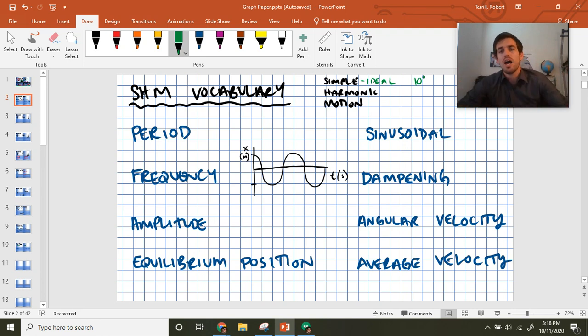So that's simple. The other thing that we're going to be avoiding, which I'll talk about a little bit later in the video, is damping. The fact that if you did have a pendulum in reality, it would go less far and eventually stop. In our perfect simple harmonic motion, it goes forever, or it goes for as long as we need it to for the problem. All right, harmonic is referring to the repeating nature of this type of motion.